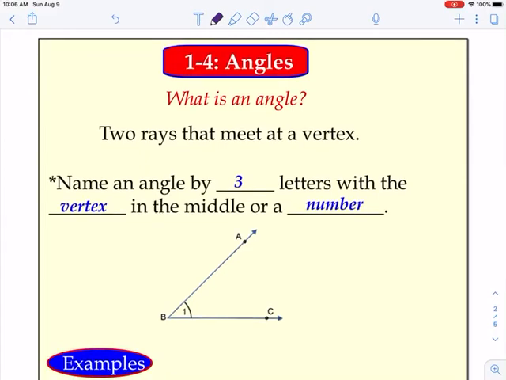Okay, so today we're going to talk about angles, and that's section 1.4. And again, the first thing that we're going to do is define what an angle is. An angle is two rays that meet at a vertex. An angle can be named using 3 letters with the vertex in the middle, or it can be named by using a number. So this is angle ABC, or it could also be called angle number 1.